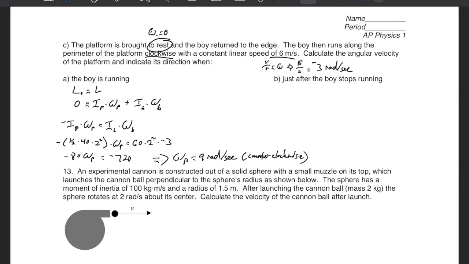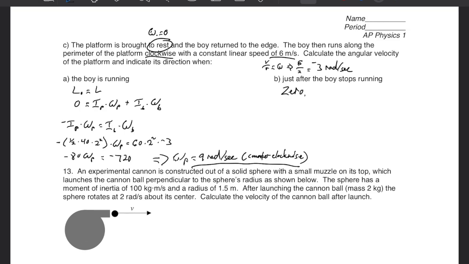That's the first question. The second question is, if the boy stops running, just after the boy stops running, what is the velocity of the platform? Well, if the boy's not running, there's nothing going in the clockwise direction. And if the total angular momentum of the system has to be 0, if there's nothing going clockwise, what can you have going counterclockwise? Nothing, because it has to add up to be 0.